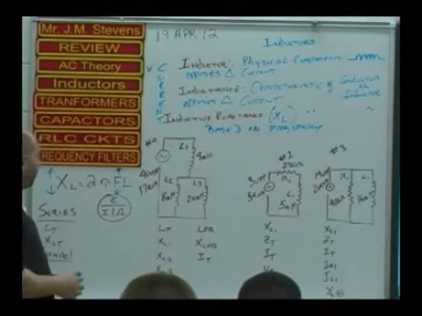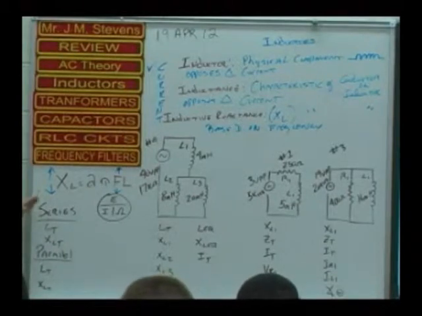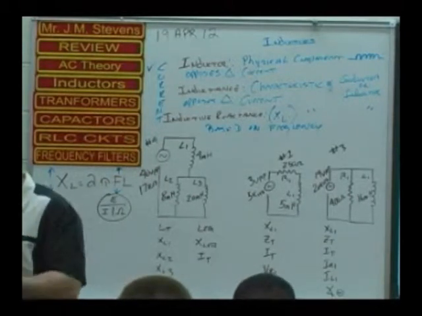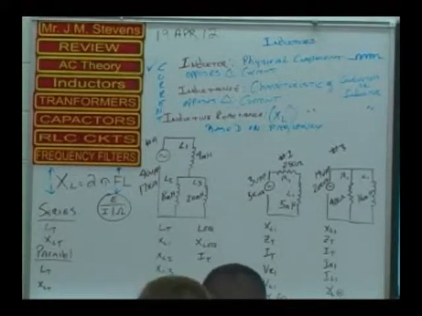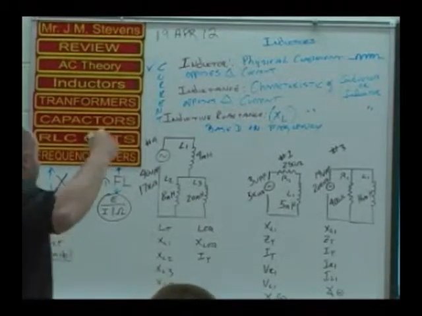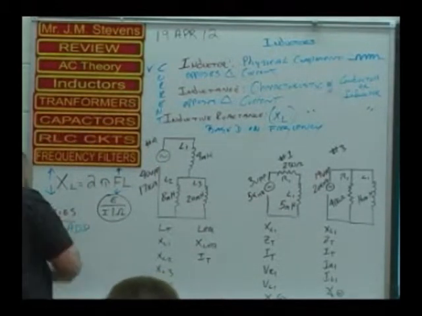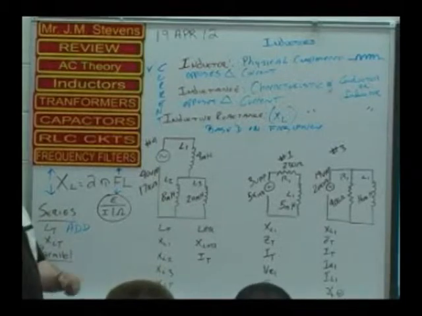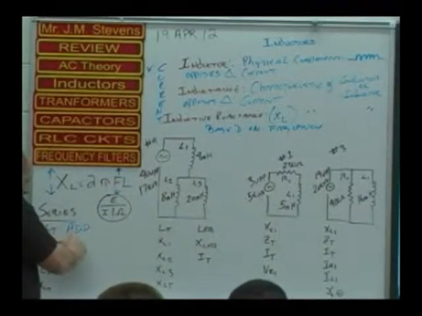Solve circuit parameters. We have some rules, don't we? Series. What's the rule for finding total inductance, L sub T, in series? What do we have to do? Add. What about X sub L total? If we want to find total inductive reactance, what do we have to do?